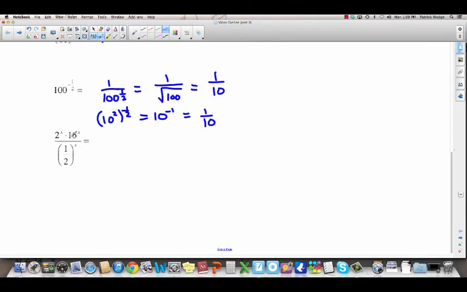Here's a weird one. 2 to the x power times 16 to the x power, all divided by 1/2 to the x power. We want to switch these so they all have the same base. See what base they could all have? They could all have a base of 2. So the first one already has a base of 2. Keep it. 2 to the x power.